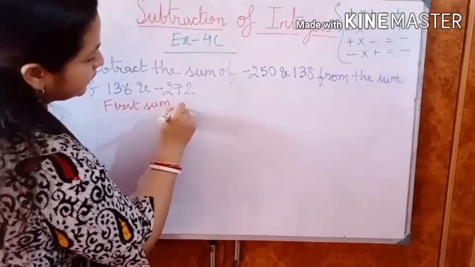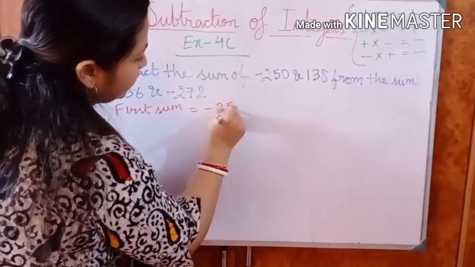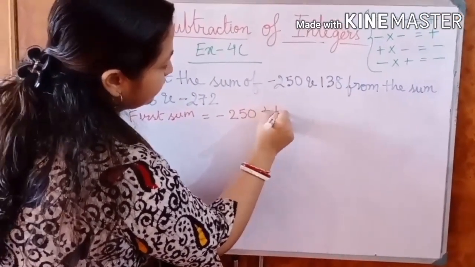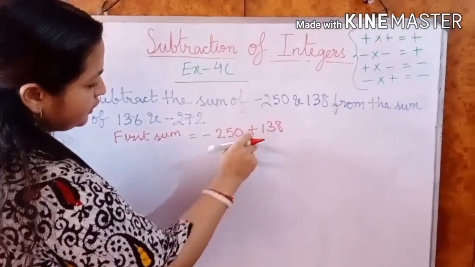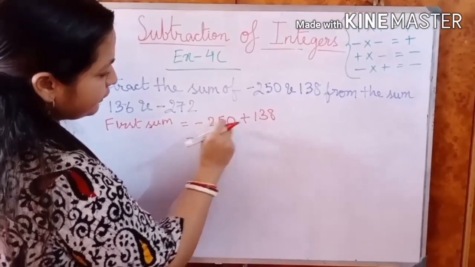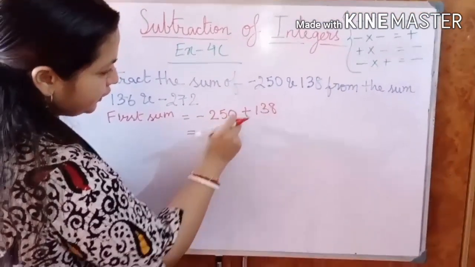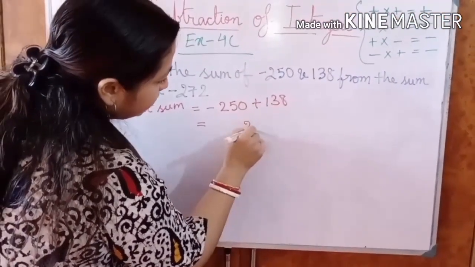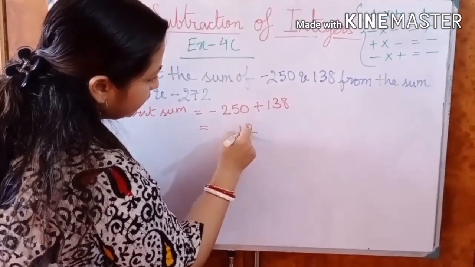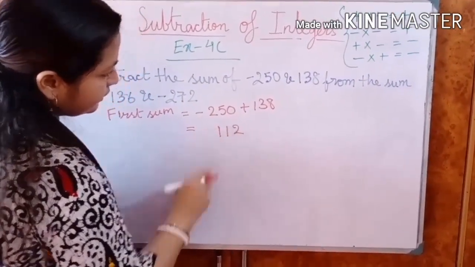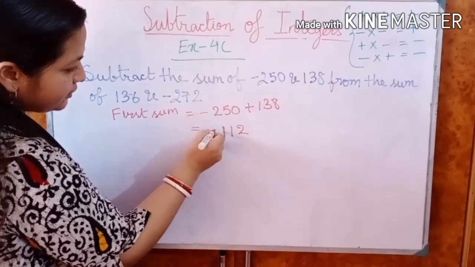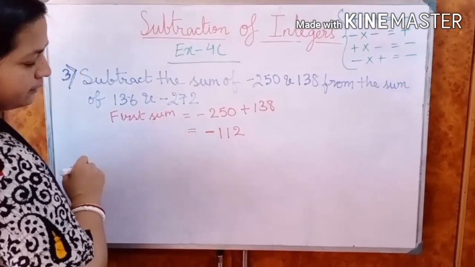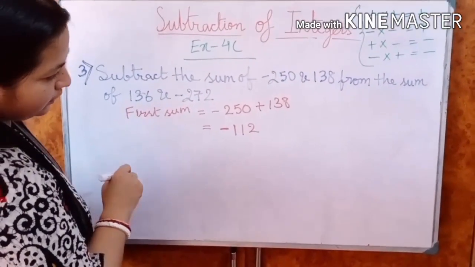Our sum is minus 250 plus 138. Both are having different sign. So what we do? We subtract. We will be subtracting 138 from 250. Then minus. Okay. And 250 is the bigger number, is having a negative sign. So it is minus 112.